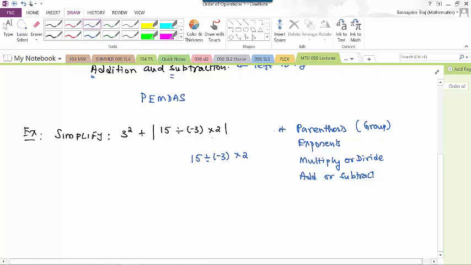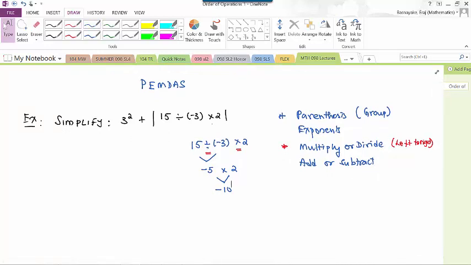Now when I look at that group, I see multiplications and divisions. And so I know that if I have a choice, which I do in this case, I have to work this problem from left to right. So I'm going to work this problem from left to right. I'm going to first divide and get -5 times 2, and then I'm going to multiply and get -10.